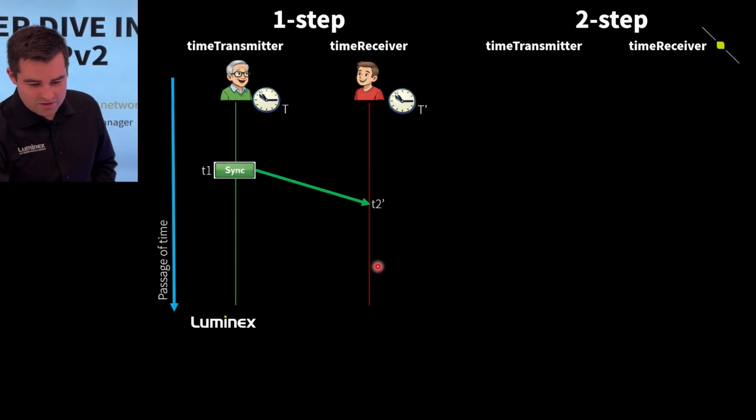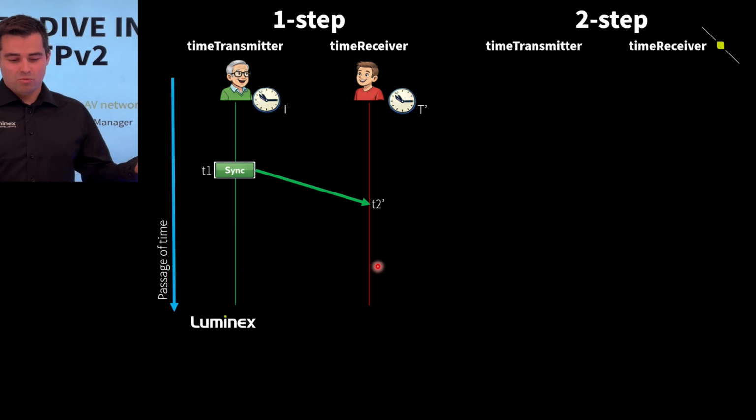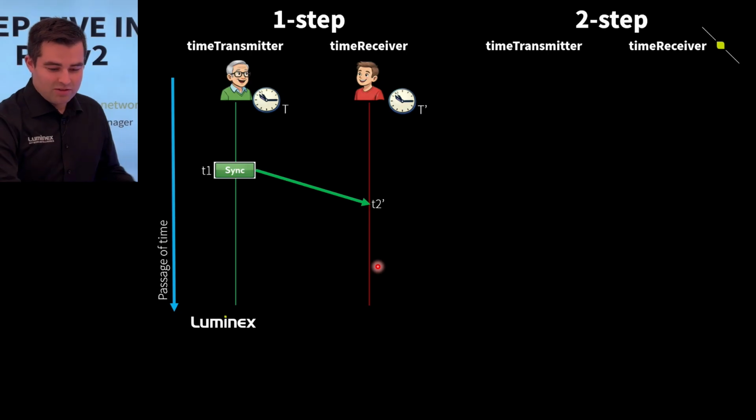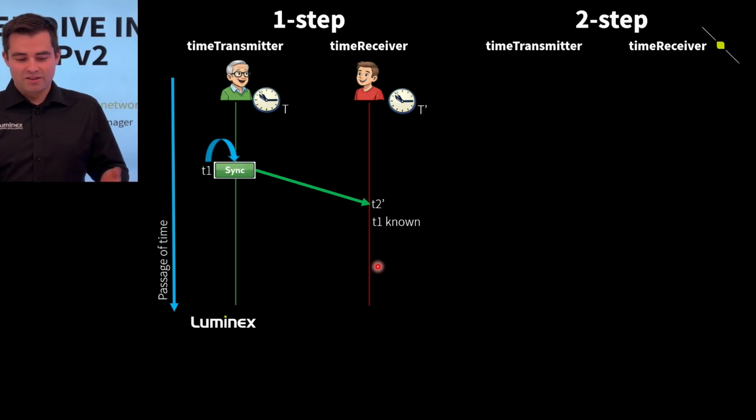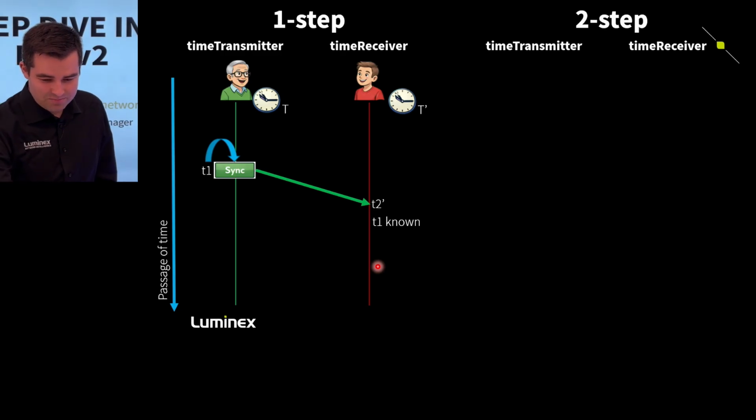So what does this look like? With 1-step mode, which we have seen before, it's quite easy. You get the timestamp T1 and put it directly inside the sync packet and send it to the time receiver. The time receiver will know the value T1 immediately when the sync packet arrives.